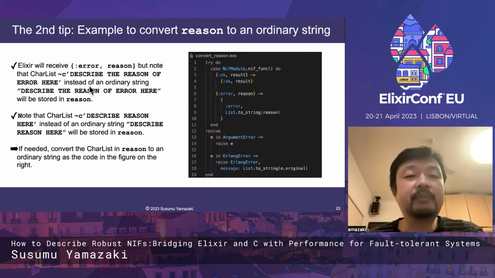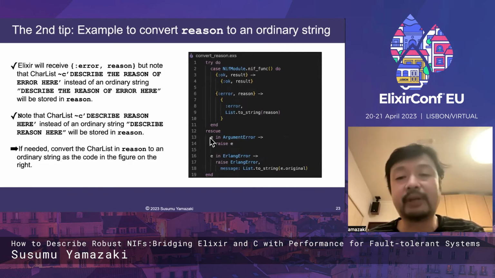Elixir will receive the error and reason, but the reason is a char list, not an ordinary string. So, if needed, convert the char list in the reason to an ordinary string, as in the code in the figure on the right. Here is the Elixir code.